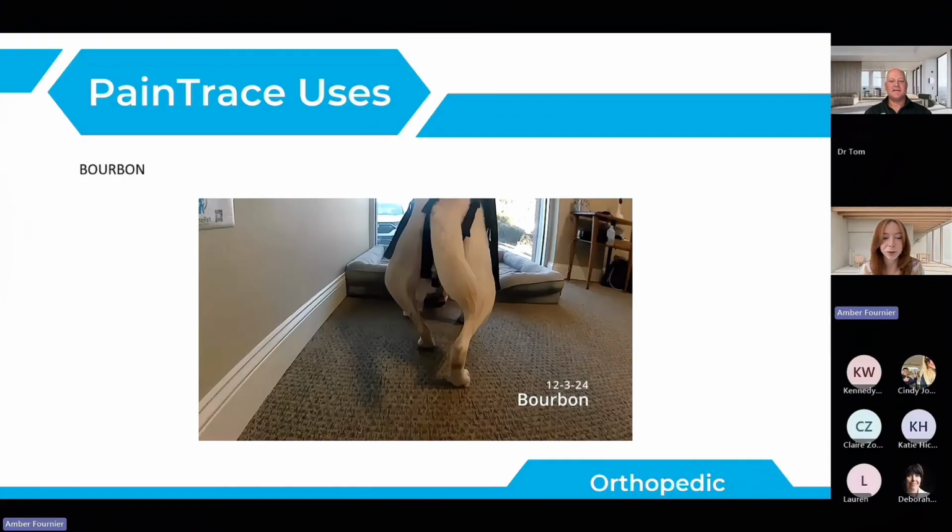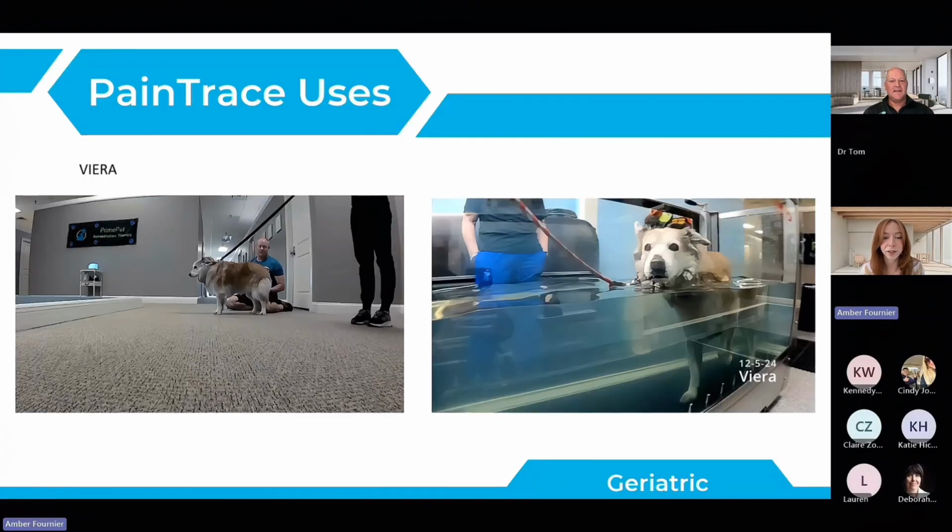So we'll move on to the next case you have here with Vieira. Vieira is a sweet mixed breed sheepdog type. She's a beautiful girl, and I think she's 13 years old. And as you can see on the left, that's a very stilted gait. She doesn't want to turn. She doesn't want to pivot. She wants to rotate her entire body.